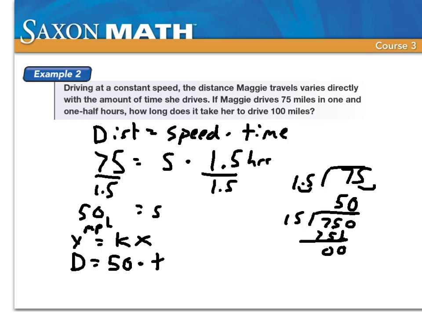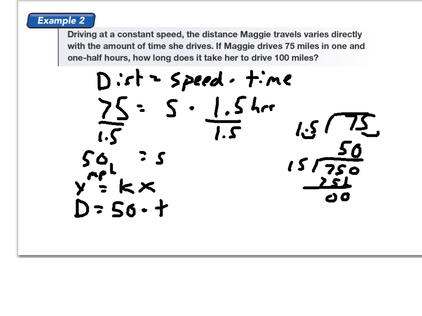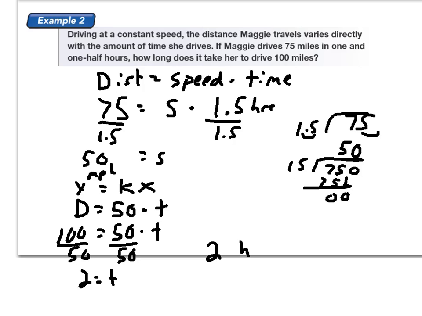Okay, and I want to know how long does it take her to drive 100 miles. Okay, so I'm going to plug 100 in for my distance and solve for my time. And 100 divided by 50 is 2. So my time equals 2, or 2 hours. And again, the nice thing about knowing her constant speed is that then I can figure out how long it's going to take her to drive 125 miles, or 130 miles, and so on and so forth.